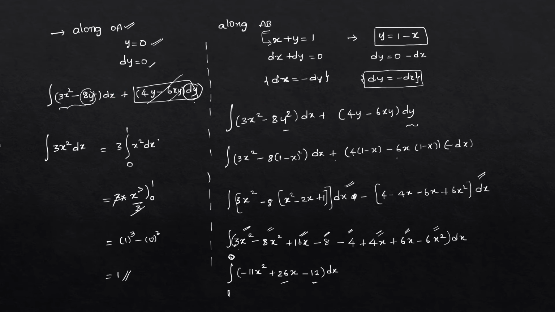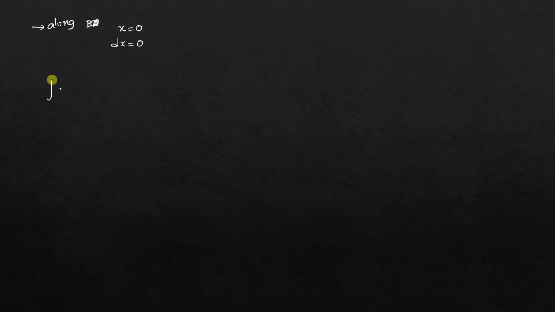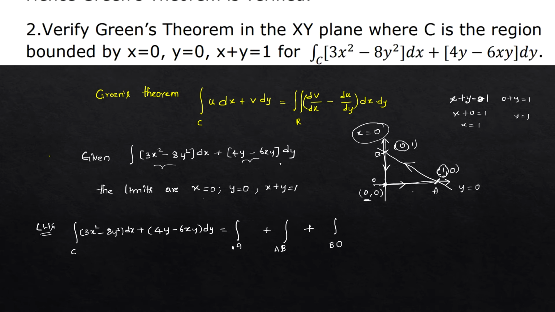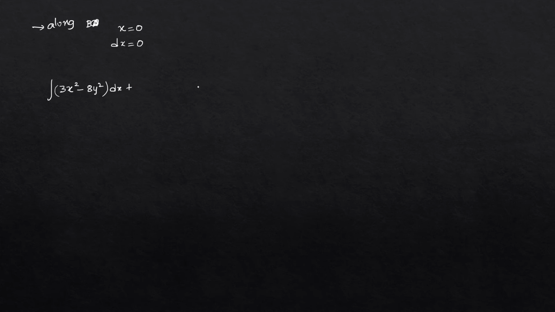3x square minus 8y square. Right here, integral of (3x square minus 8y square) dx plus (4y minus 6xy) dy along the line BO. See, already we got the equation of line BO.